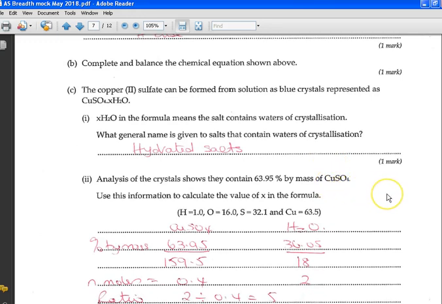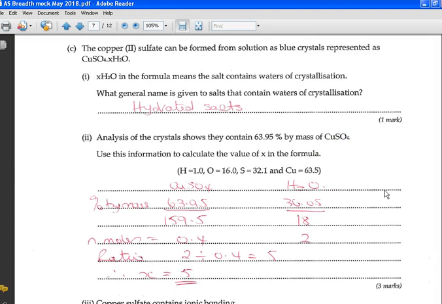Yeah, they're called hydrated salts. The substances that have water of crystallization in them. So some of you got confused there. Some of you said hydrous, which is incorrect, and some of you said anhydrous, which is obviously the complete opposite. That's when there is no water present.